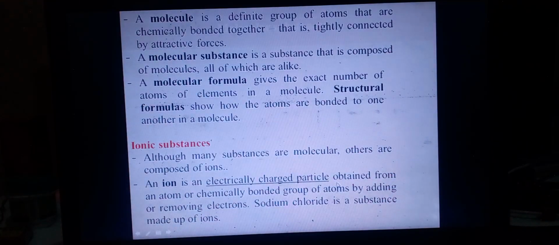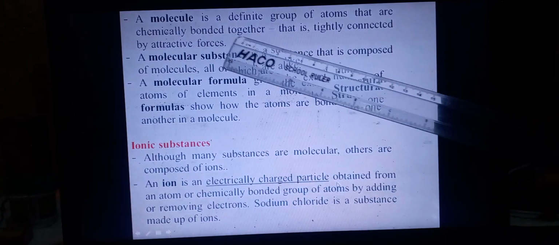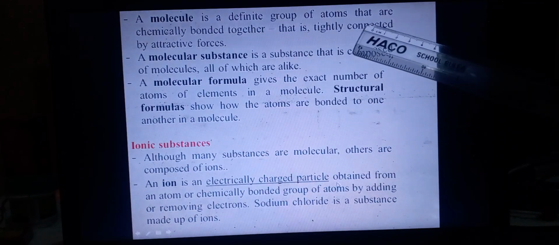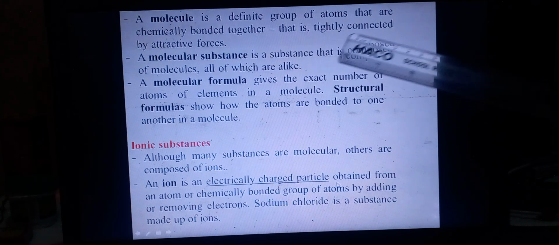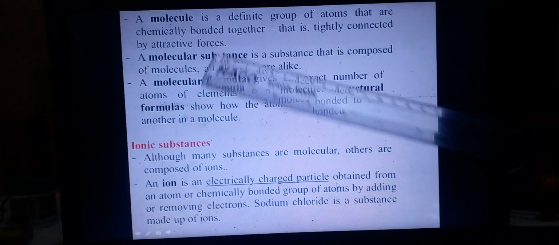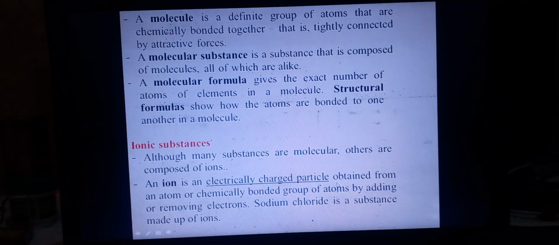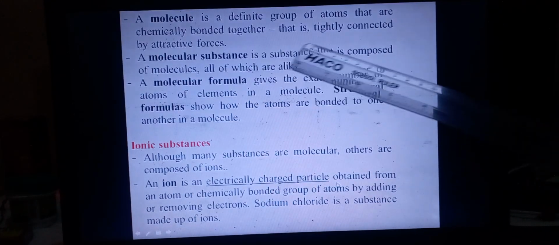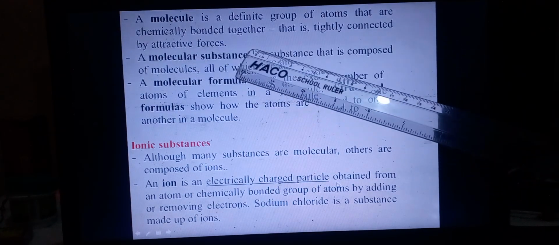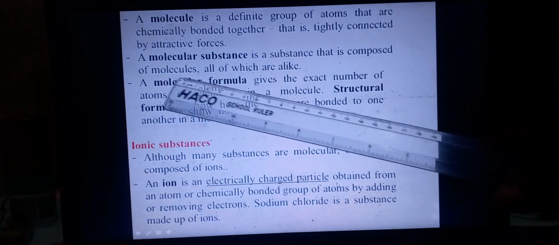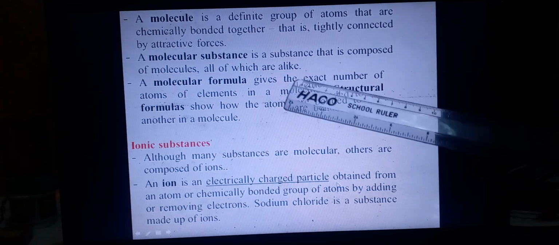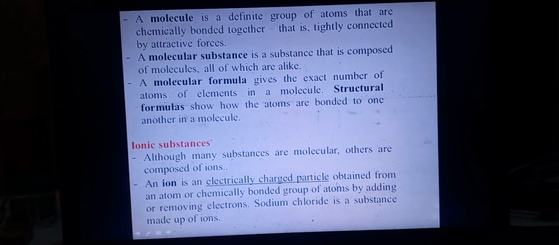So now we have some terminologies that we want to define. What is a molecule? A molecule is defined as a group of atoms that are chemically bonded together, tightly connected by attractive forces. Then a molecular substance is a substance that is composed of molecules, all of which are alike. So they must be alike. They must be identical. So when they combine several of them, they form a molecular substance.